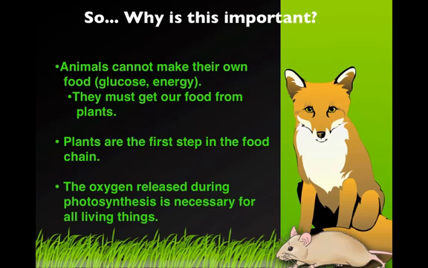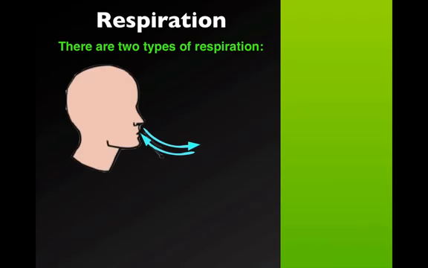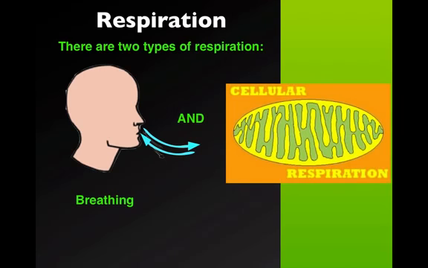And also the plants produce oxygen for animals and other living organisms to use. So that's a very, very important process that goes on in the world. Now, respiration, there are two types actually. So the two types of respiration are breathing and something called cellular respiration.